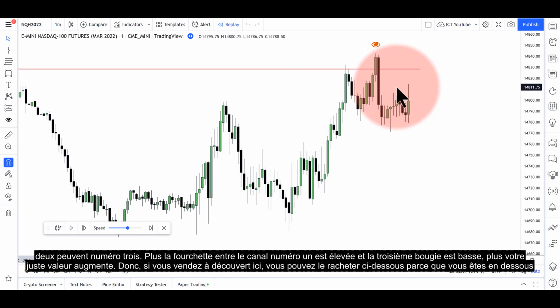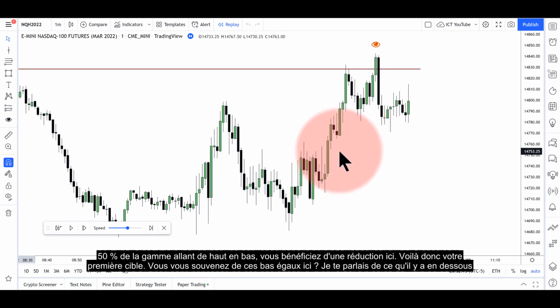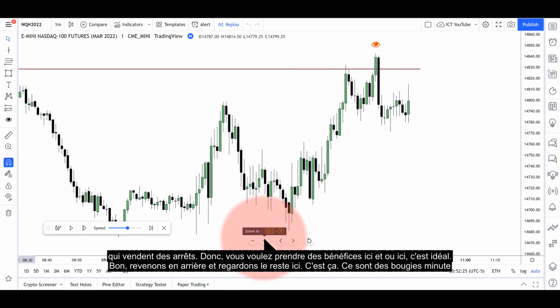So if you're selling short up here, you can buy it back below here because you're below 50% of the range that it ranged from high to low. You're at a discount down here. So there's your first target. Remember those equal lows down here I was telling you about? What's below that? Sell stops. So you want to be taking profits here and/or here. This is ideal. Okay. Let's go back and watch the rest of it.